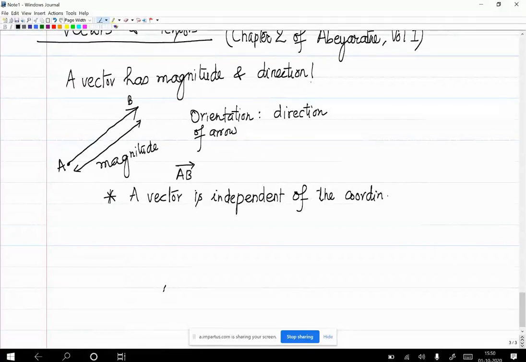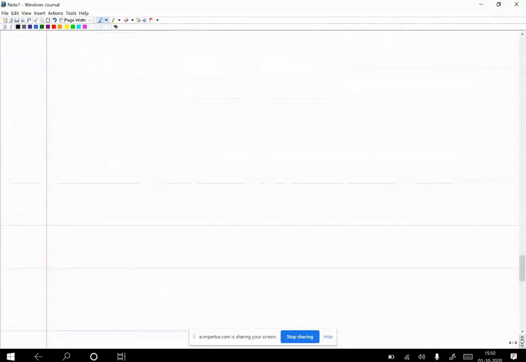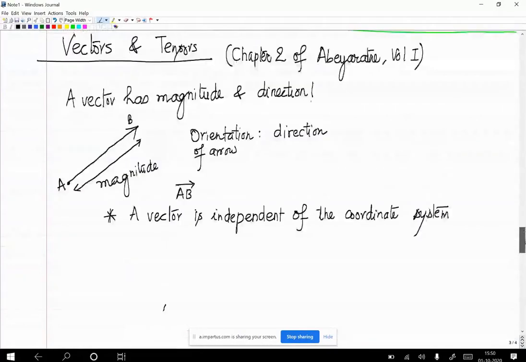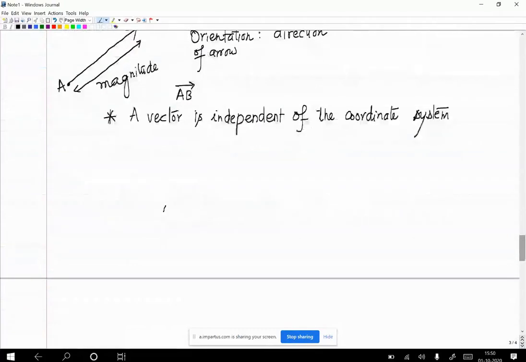So where did you learn this? Yes, sir. I read it in the book. Okay. So what does this mean, by the way, that a vector is independent of the coordinate system?